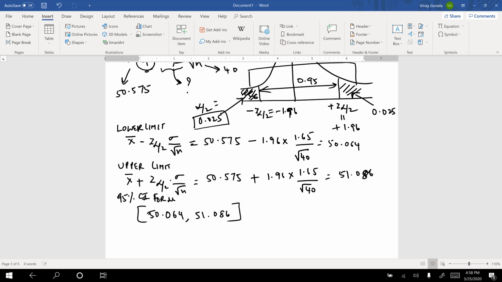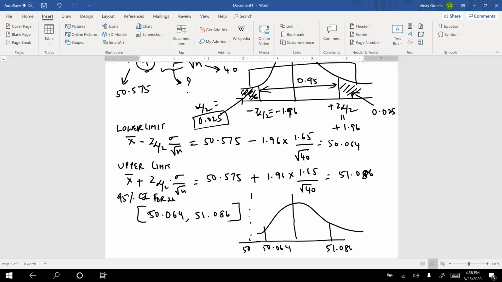So the thing is, if we see the curve, our range is 50.064, 95% confidence interval range, and 51.086. The manager is claiming it's somewhere around 50. So the manager is underestimating the trash bag. So that's how it can be interpreted.